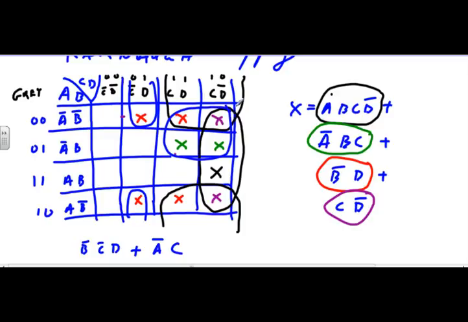Now I'm going to look at that guy, and I'm going to come up with B naught, C, and then we're going to look at this guy, C D naught.